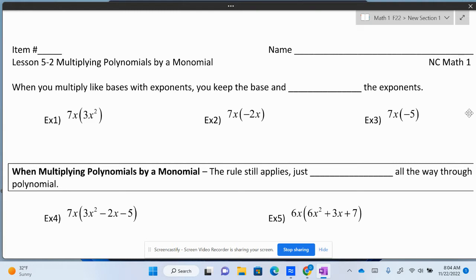So this first example says when you multiply like bases with exponents, so here's what they mean by like bases. Remember that you keep the base and you what the exponents? Add. Good job.